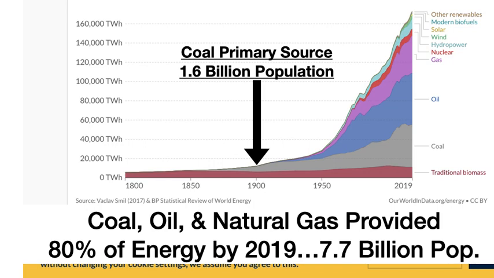Coal was the primary source of energy for industrialization by the time we get to 1900, and we had a population on Earth of 1.6 billion people. And notice the coal here in the gray, by 1900 is the primary source of energy for this 1.6 billion people, especially in Europe and the United States, where the most industrialization was going on at that time. Of course, now industrialization is moving out across the globe. Everybody wants to industrialize. And so by the time we get to 2019, coal, oil, and natural gas are providing 80% of our energy, and we have about a 7.7 billion population.